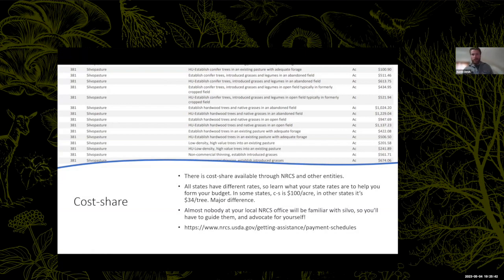I go to that link like every week, way more than most people ever should, so that I can get a firm grasp on how much cost share there is in different states.